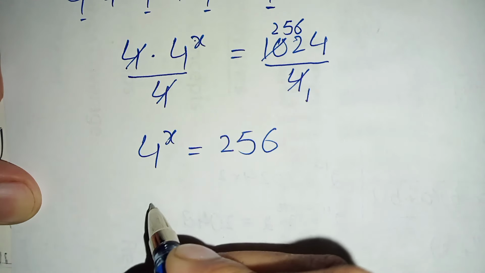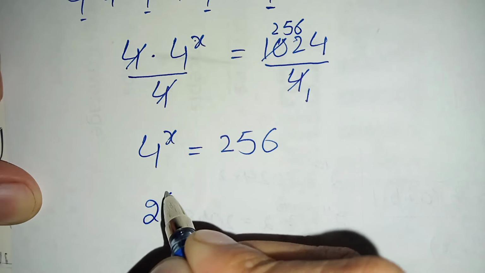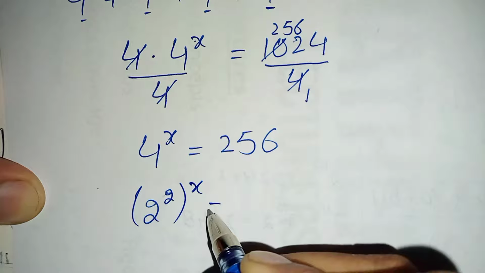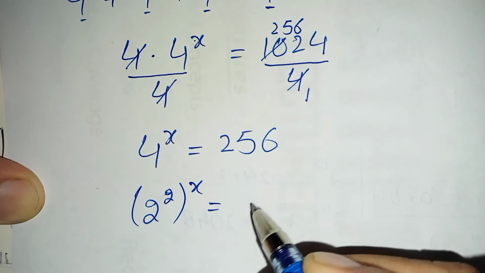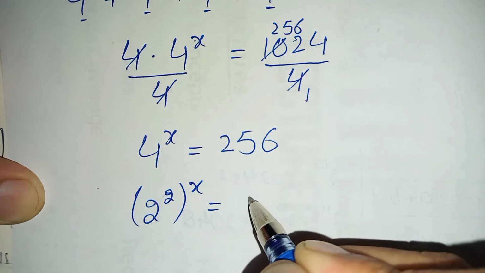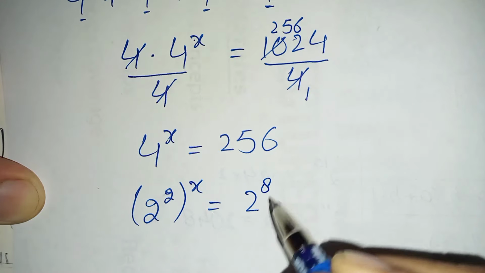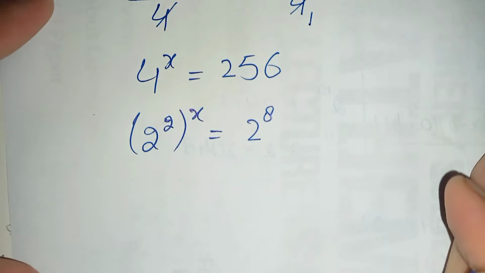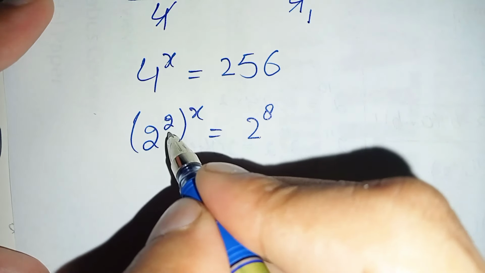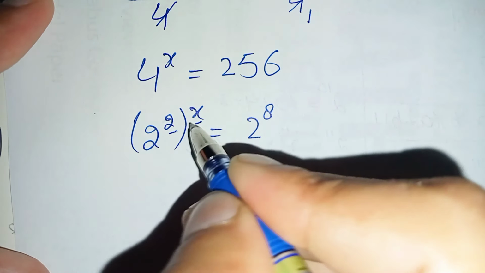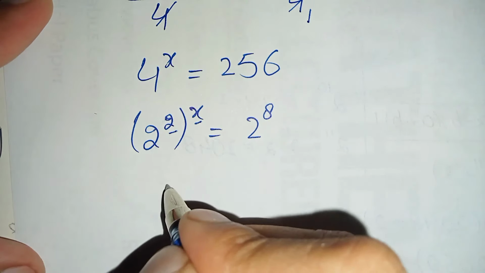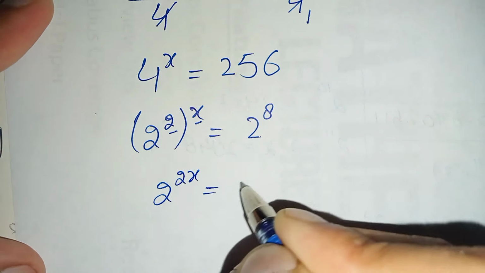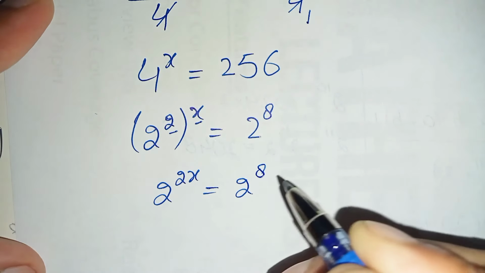Here we will write this 4 as 2 raised to power 2, whole raised to power x, is equal to, we can write 256 in base 2 form as 2 raised to power 8. When we multiply 2 eight times, it gives 256. Now here in the left hand side we will use an exponential math property and we will multiply these two powers. So this will become 2 raised to power 2x = 2 raised to power 8.